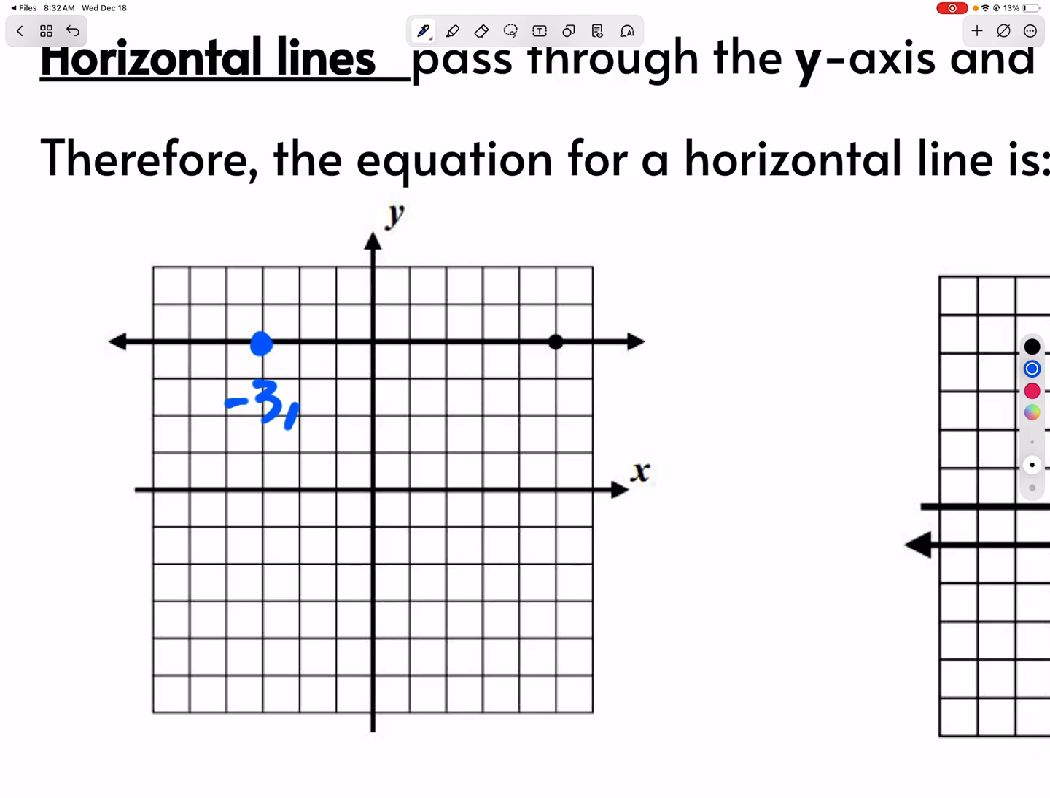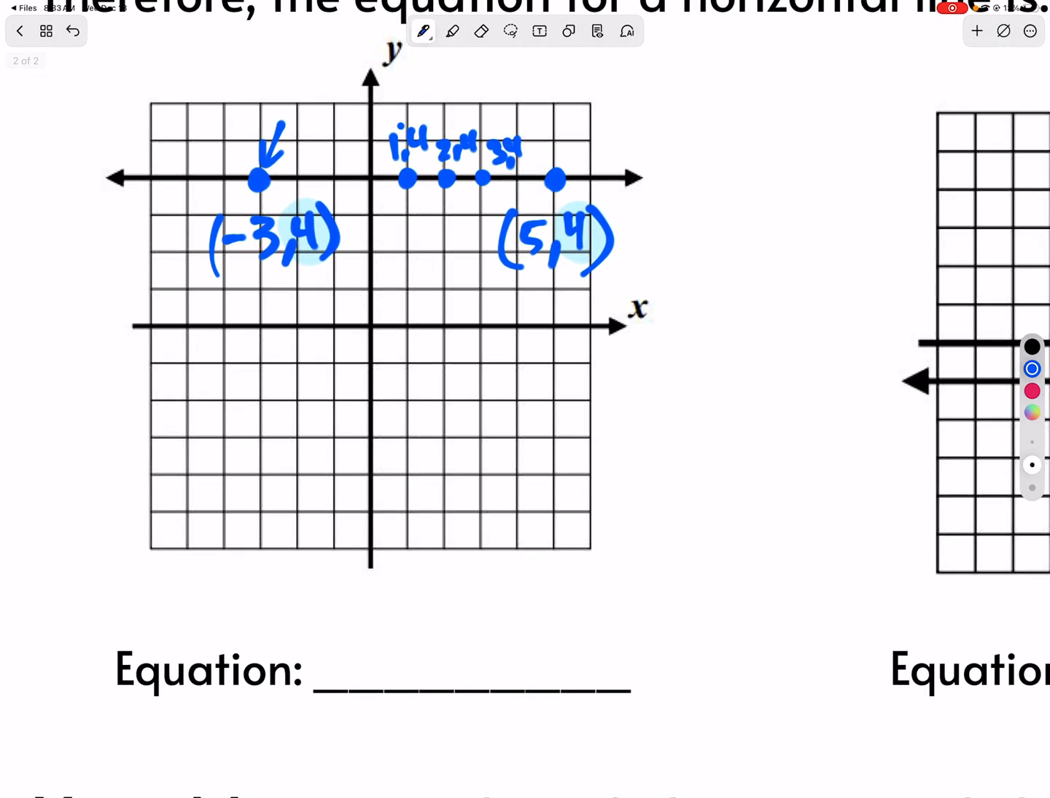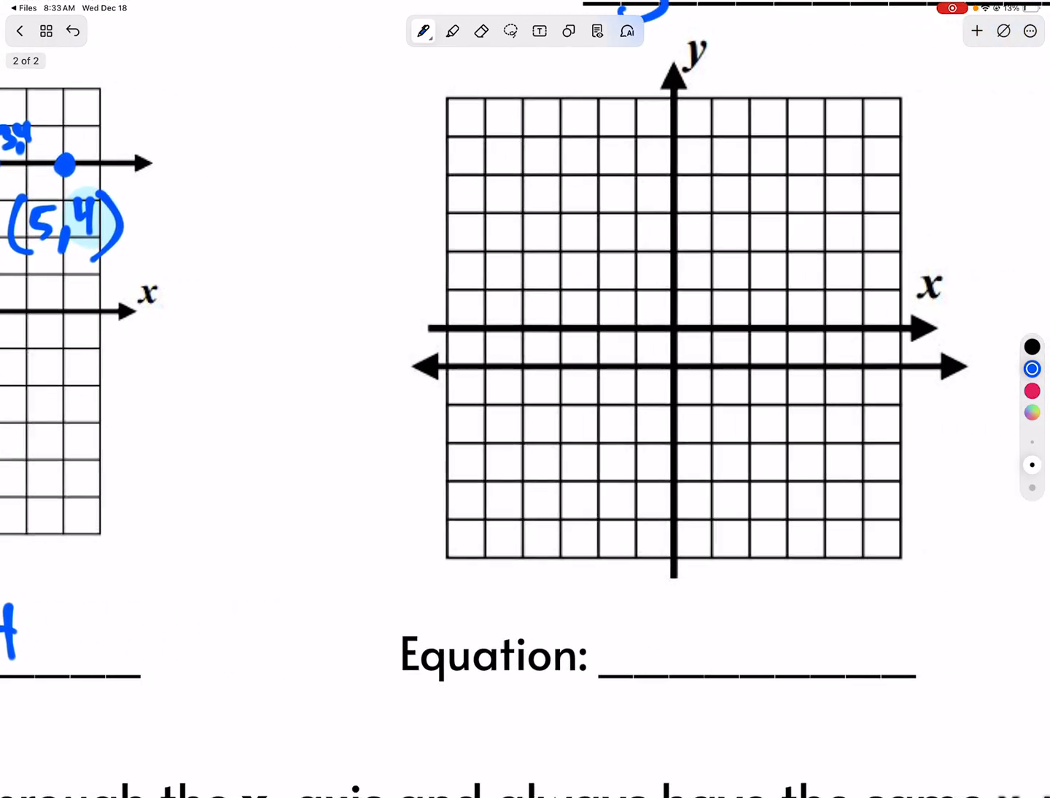So like this point right here, that's -3, 4. This point right here, that's 5, 4. Notice how both of them have a 4 for the y. Every single point has a 4 for y on this line. This is 1, 4. This is 2, 4. This is 3, 4. All right, that's -3, 4. So the y value is always the same. So your equation is y equals 4.